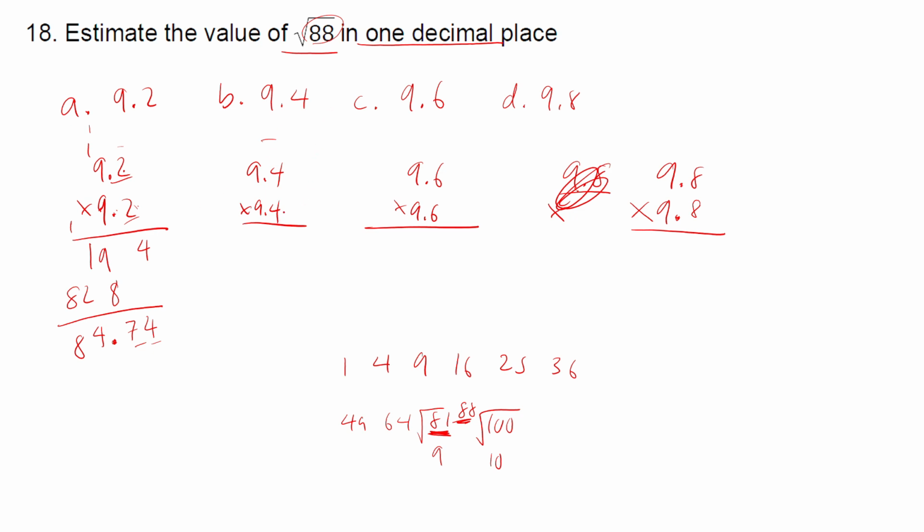9.4. 4 times 4, that's 16. 6 carry 1. 4 times 9, that's 36, plus 7, plus 1, that's 37. 9 times 4, that's 36. 6 carry 3. 9 times 9, that's 81, plus 3, that is 84.